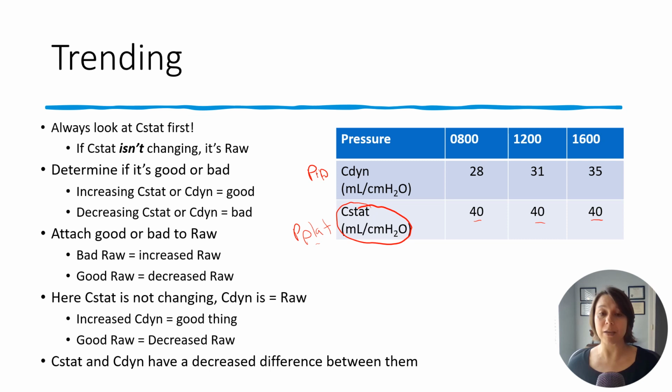I come and I look at dynamic compliance. Dynamic compliance is actually increasing. An increased compliance is a good thing. When I attach that to airway resistance, a good airway resistance is a decreased airway resistance. And so decreased is my answer. I'm looking for a potential improvement in this patient. You'll also notice that the dynamic compliance and the static compliance have a decreased difference between them. The lower that difference goes, the better my resistance is.